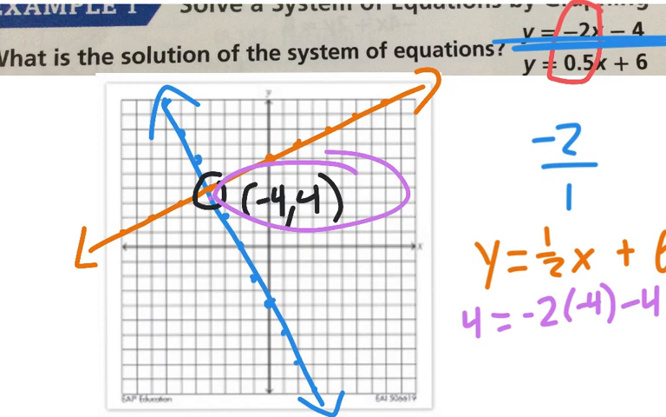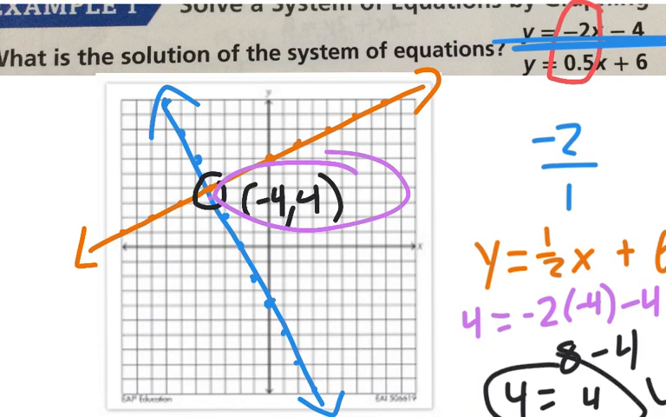So on the right side, what is negative 2 times negative 4? 8. And then what is 8 minus 4? So you see how it says 4 equals 4? This makes both equations true at the same time. Now if I plug it in, it should also work for the bottom one. It has to work for both to be the solution.